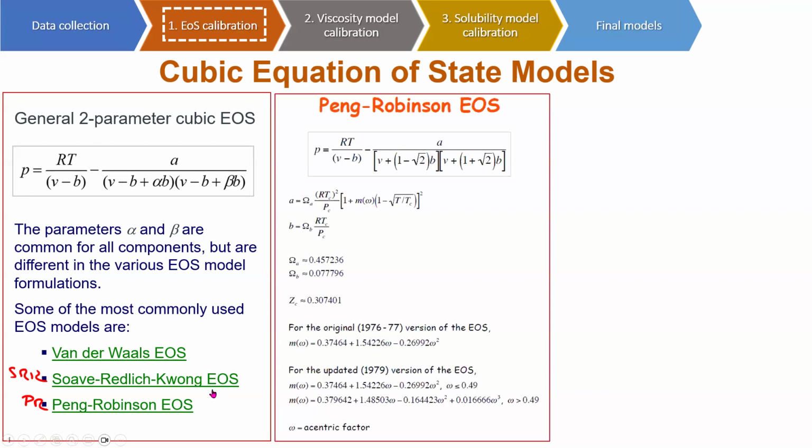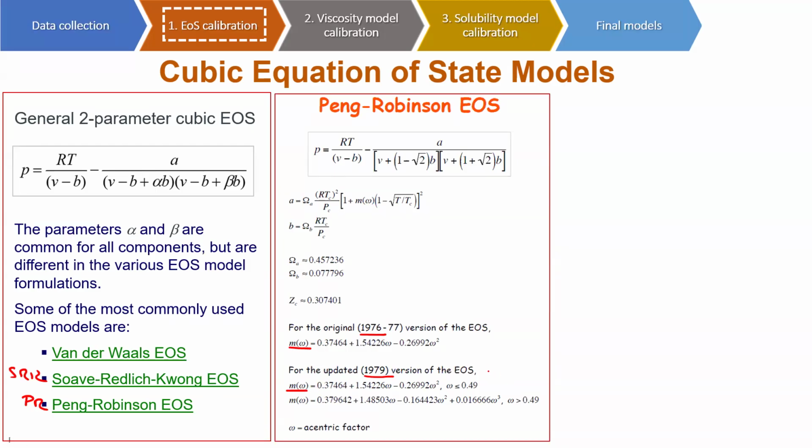There are two versions of Peng-Robinson. The first one is from 1976, and the latest one is from 1979. The difference between them is how the acentric factor is modeled. The equation for the acentric factor is different. Basically, this is the difference between them.